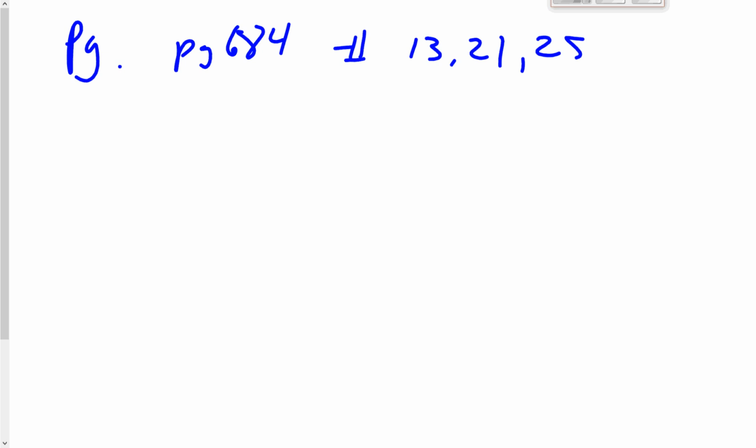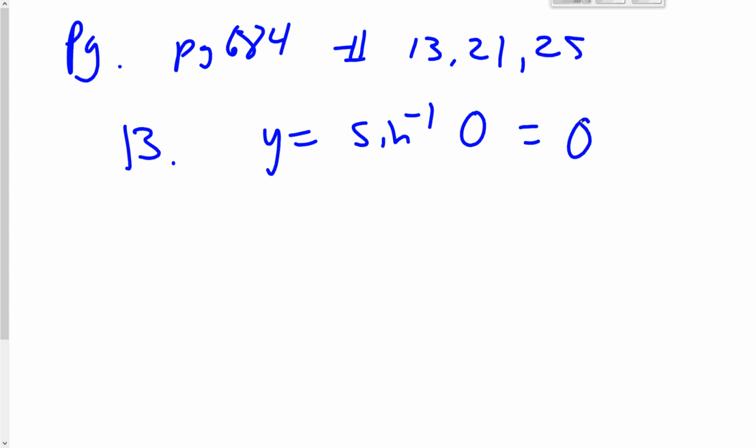Okay, so here are 3 problems practicing the inverse sine. So remember, basically this graph is just finding what angle gives us these answers, right? So if we look at number 13, we're looking at y equals sine inverse of 0. So sine of what angle gives an answer of 0? Well, that is 0 degrees or 0 radians. So that's number 13, right?